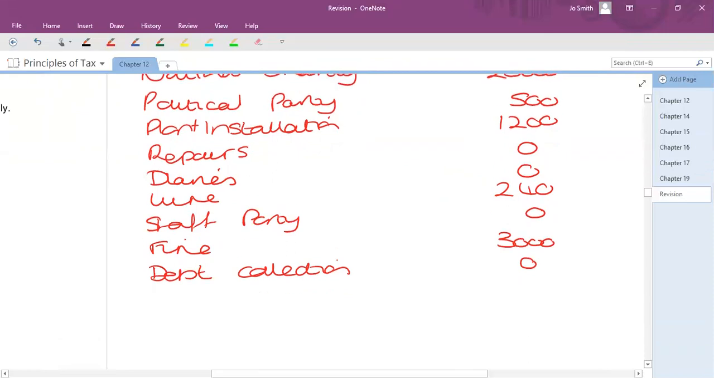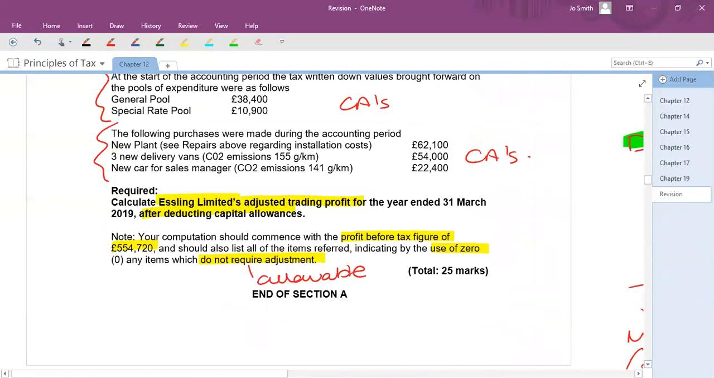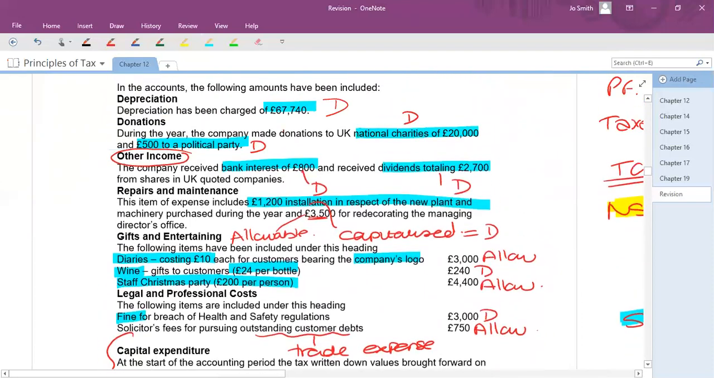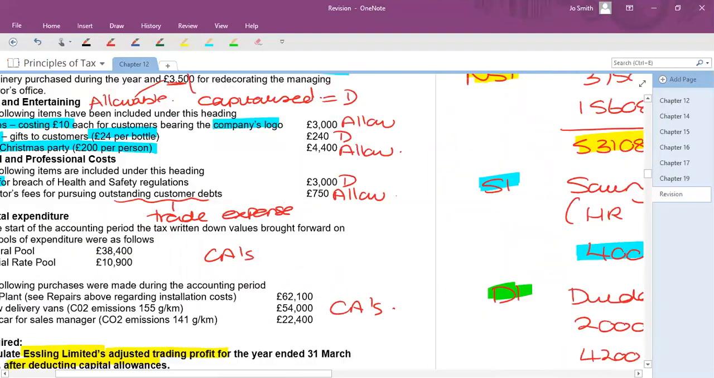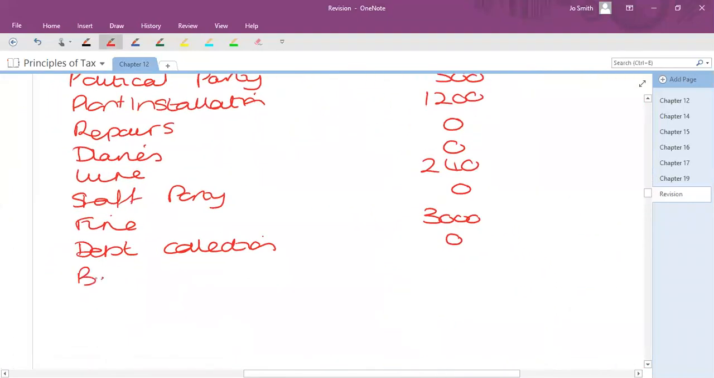Okay. Now, we also had a couple of income items, didn't we? So we had here in this note there, we had a couple of income items. So this was the bank interest and the dividends. Now, when you've got income, they are going to be deducted. So if you disallow the income, it's a deduction, isn't it? Because it's in the profit and we want to take it out.